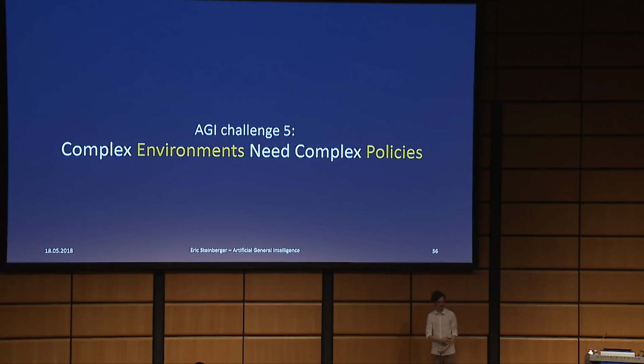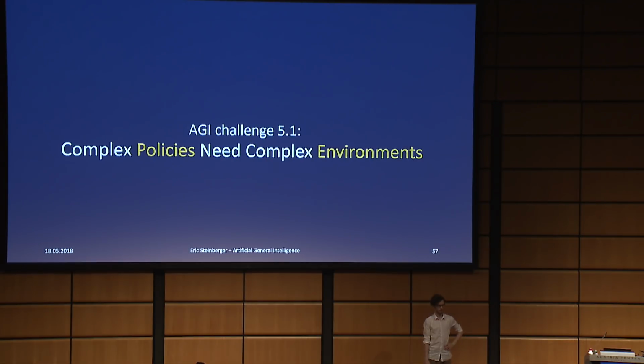AGI challenge 5, that's a pretty interesting one, I think. Complex environments need complex policies. So if I want to be successful in a complex environment, I need to act with a very complex decision mechanism, or policy as we call it in reinforcement learning. That's true, right? But how do we build complex policies? We need complex environments to build complex policies.